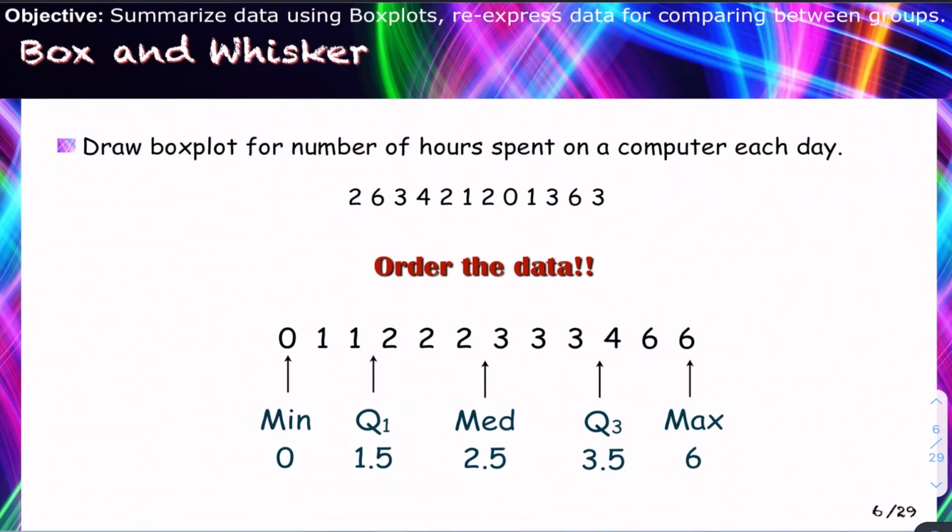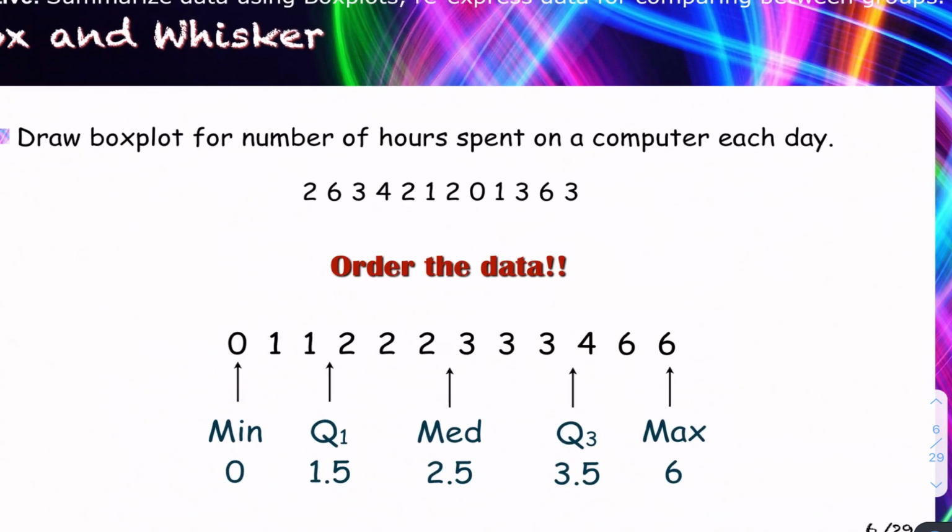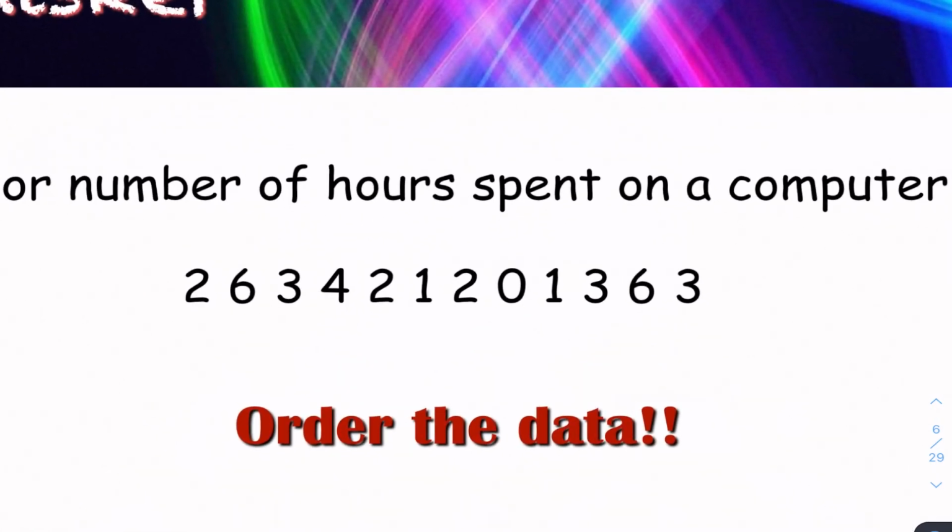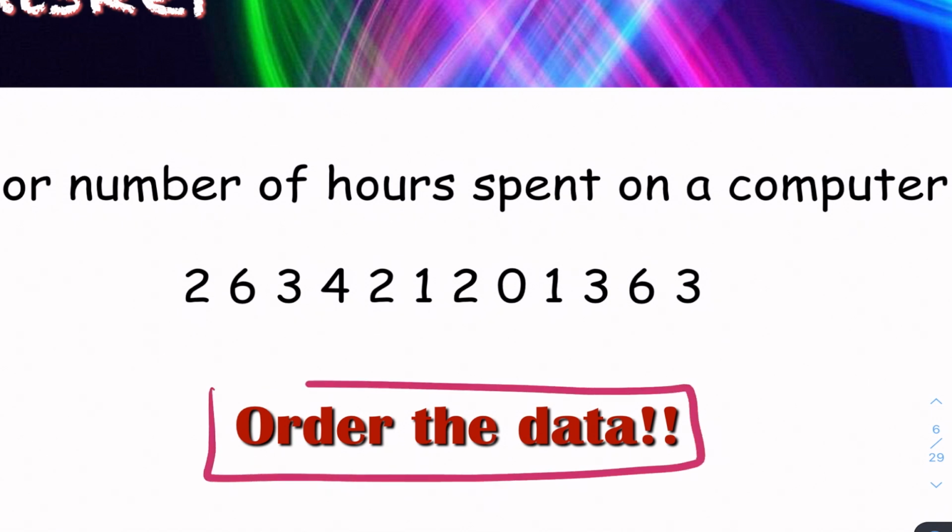So in order to draw a box plot for the number of hours spent on a computer each day, let's say I went and asked each one of the teachers that work here how long they spent on a computer over the summer. The first thing that we need to do is order the data. If you don't know how to order the data, then it becomes quite difficult to create your 5-number summary.